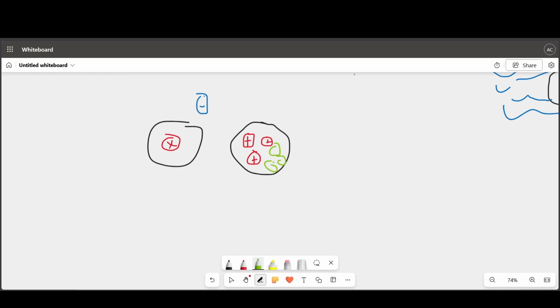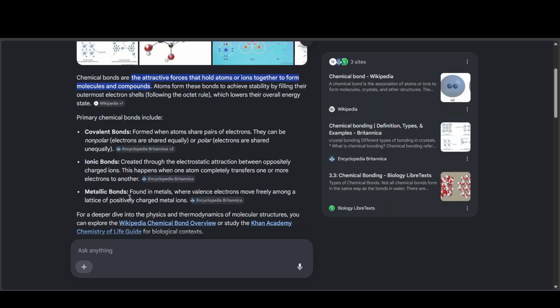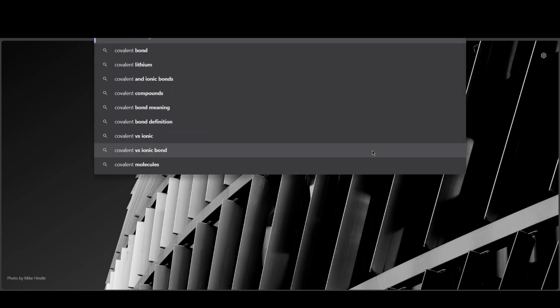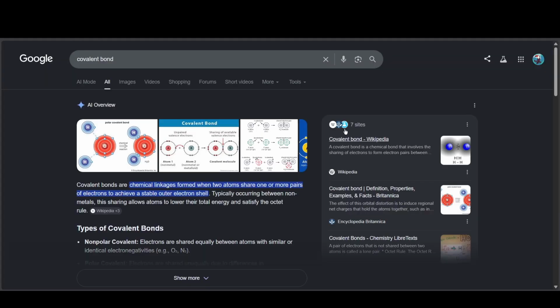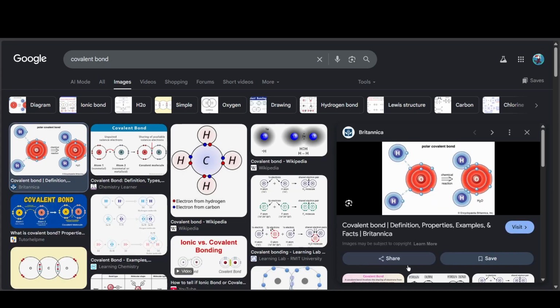Okay, so it says here that covalent bonds are formed when atoms share pairs of electrons. They can be nonpolar, where electrons are shared equally, or polar, where electrons are shared unequally. So let's look for a picture of a covalent bond. These are very good illustrations, because my drawings are really not good.